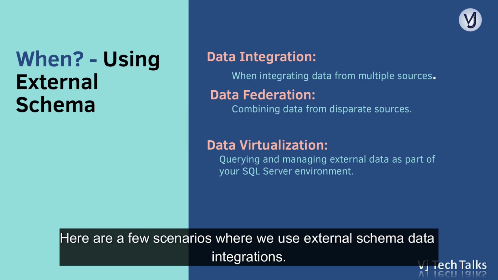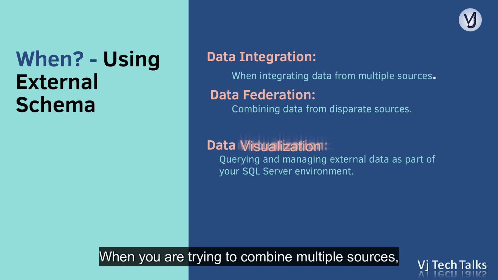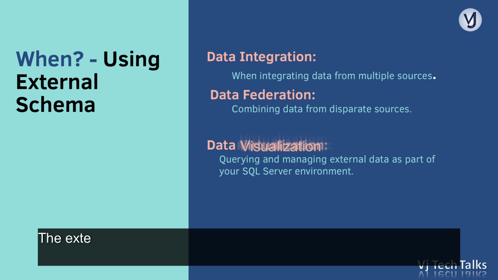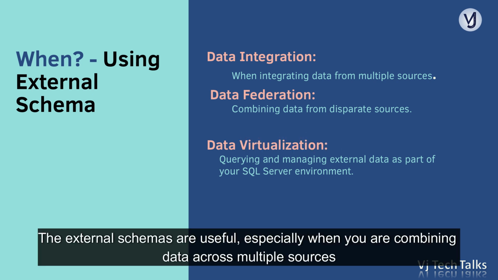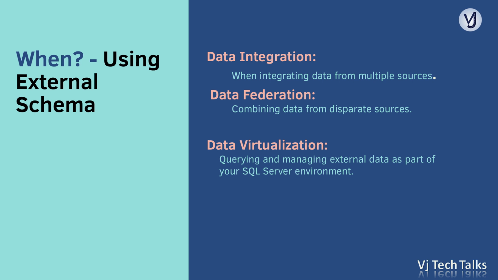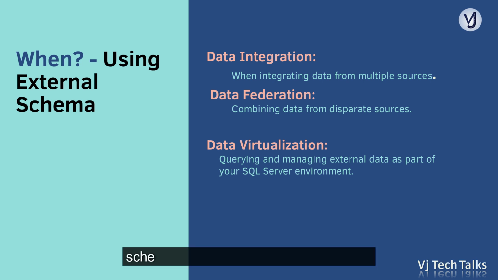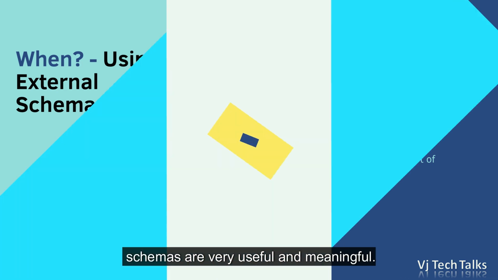Here are a few scenarios where we use external schema data integrations. When you are trying to combine multiple sources, it's very useful, especially when you are combining data across multiple sources. Data federations are very helpful when using external schemas. These external schemas are particularly valuable when working with data for visualizations. Schemas are very useful and meaningful.